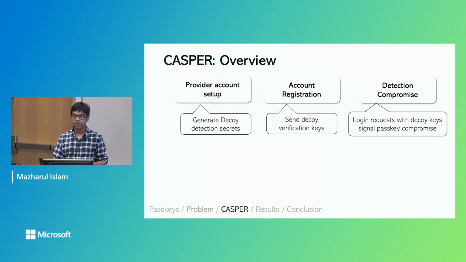The next step happens whenever the user is creating an account on a relying party. Using those decoy and real detection secrets, we will generate decoy verification keys. And the third step happens whenever the relying party receives a login request. If the login request corresponds to a decoy verification key, then the relying party would alert of a detected compromise. Otherwise, they would allow the user to log in. So this is in one slide what you need to know about CASPER at a glance. In the next few slides, I will go into a bit more technical detail.